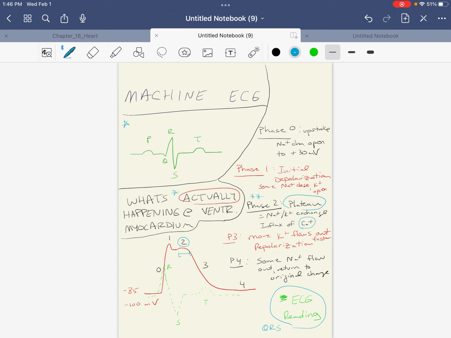If you're interested, during this phase 2, there's an equal exchange of potassium and sodium, but the important thing is the influx of calcium. And then we will repolarize at the beginning, and then we'll get back to the resting charge. But the electrical activity looks a little bit different in real life.